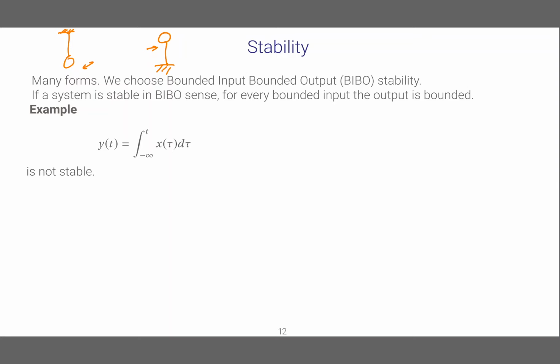So in many forms we choose the bounded input, bounded output stability. That means due to a bounded input, an input which is not infinite, the output must be bounded. If a system is stable in the BIBO sense, for every bounded input, the output is bounded. So if you take the integrator, for example, now consider x(t) to be equal to 1. If you keep on integrating it up until t, even if x(t) is bounded, the output can be unbounded.